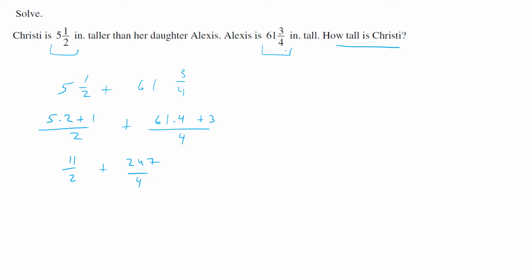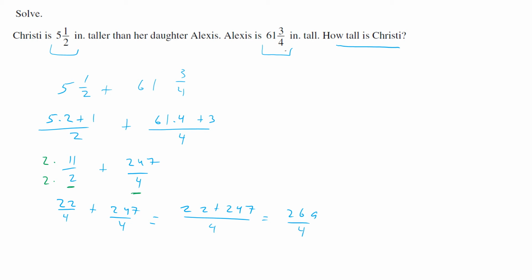And then remember, to add fractions, we have to have a common denominator. We see that 4 and 2 share a multiple of 4, so I need to only multiply the first fraction by 2 over 2, since 2 times 2 is 4. So this is going to give me 22 over 4 plus 247 over 4. So we now have a common denominator, so we can go ahead and add straight across. So that's 269 over 4.